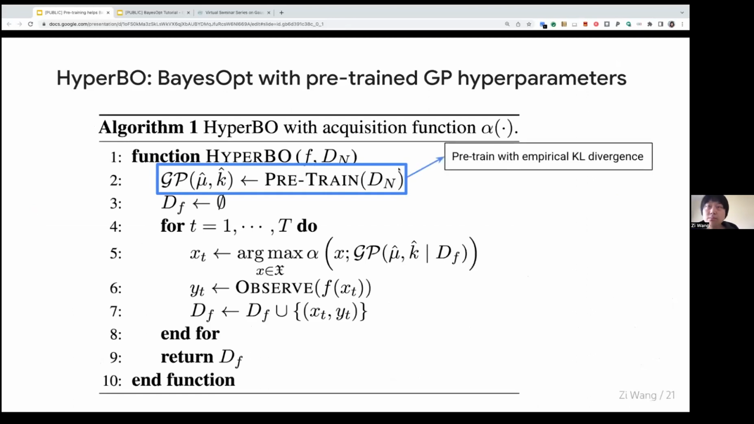So we're going to pre-train based on this dataset D_N. And here I'm going to talk about two methods. One is what we call the empirical KL divergence, and then the other is pre-training with negative log likelihood like this.